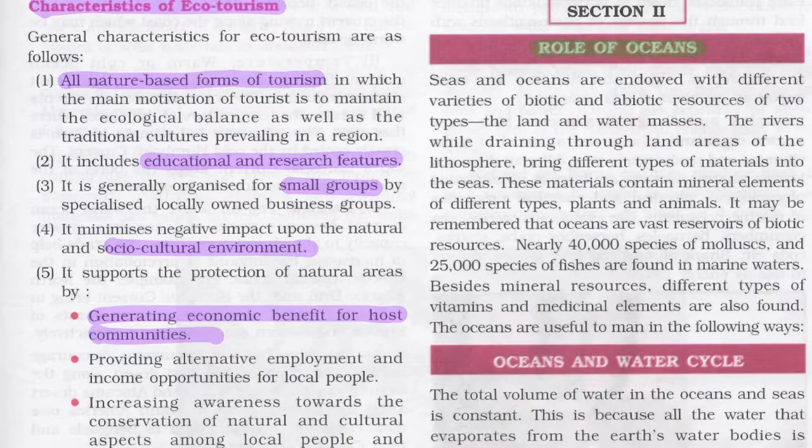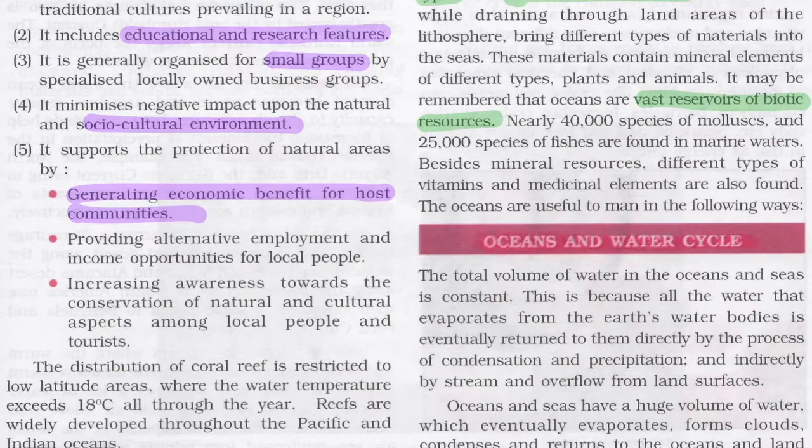What is the role of oceans? Seas and oceans have different varieties of biotic and abiotic resources of two types, the land and water masses. The rivers that drain through the land areas of the lithosphere bring different types of materials into the seas. These materials contain mineral elements of different types, plants and animals. It is said that the oceans are vast reservoirs of biotic resources. Oceans and water cycle.